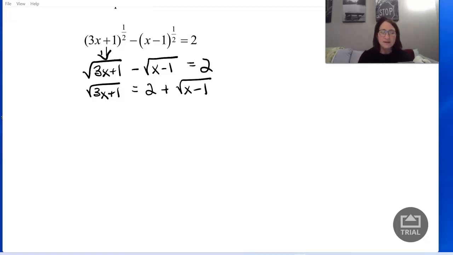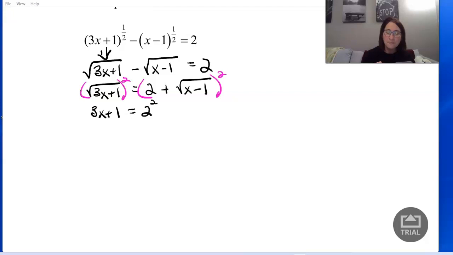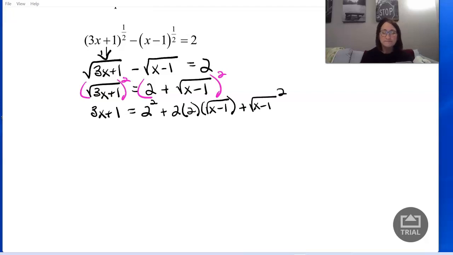All right. Now, I've got an index of 2. So I'm going to raise both sides to the power of 2. And so that is going to leave me with 3x plus 1 equals 2 squared plus 2 times square root of x minus 1 plus square root of x minus 1 squared. Okay, let's go ahead and simplify this.